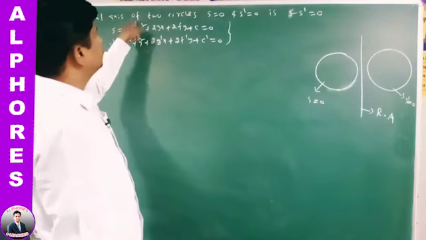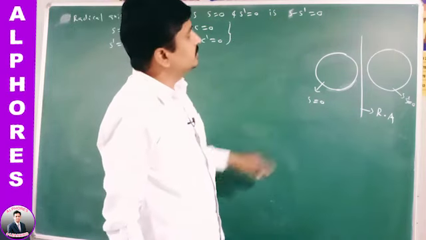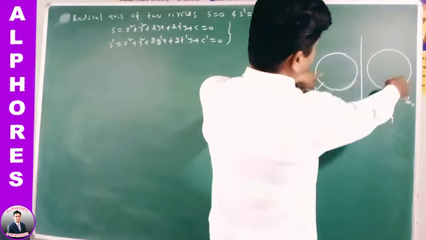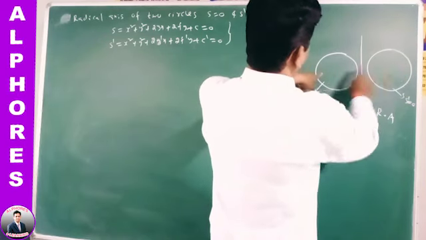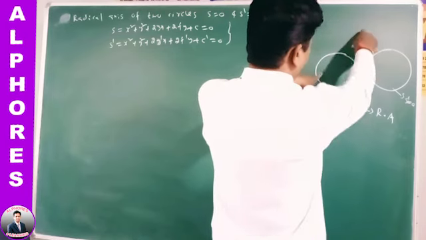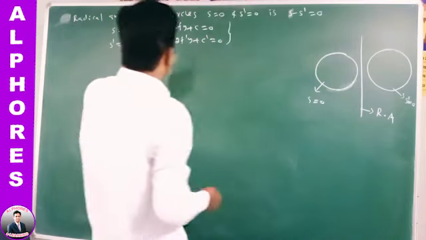The radical axis of two circles S = 0 and S' = 0 is S - S' = 0. In this diagram, this is S = 0, this is S' = 0. The radical axis of these two circles is this straight line. The equation of this line is S - S' = 0.